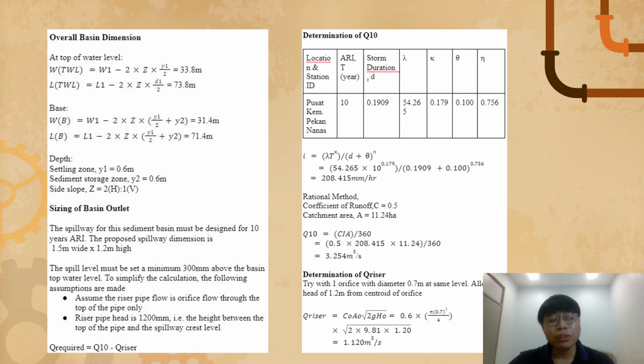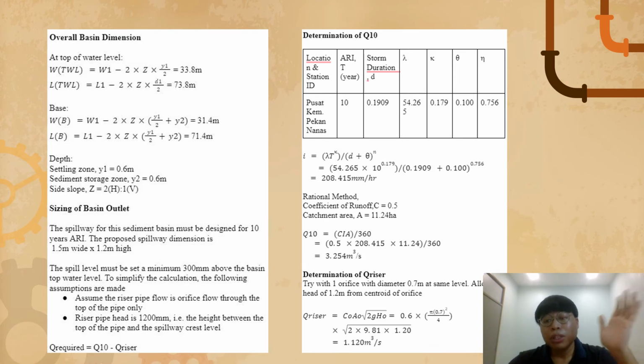The spillway for the sediment basin must be designed for 10 years ARI, and the proposed spillway dimension is about 1.5 meter wide times 1.2 meter. Then the spill level must be set as minimum 300 mm above the basin top water level. To simplify the calculation, the following assumptions are made. So we use determinations of Q10.